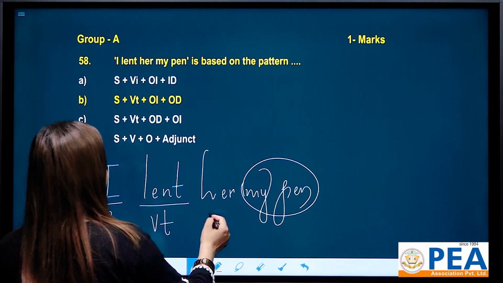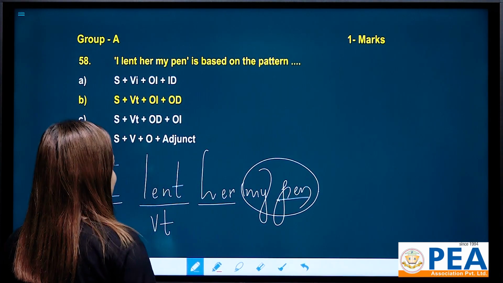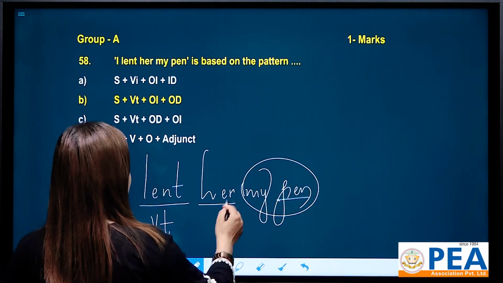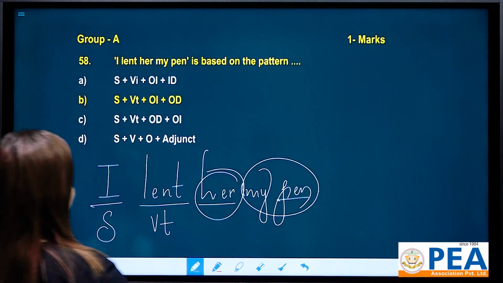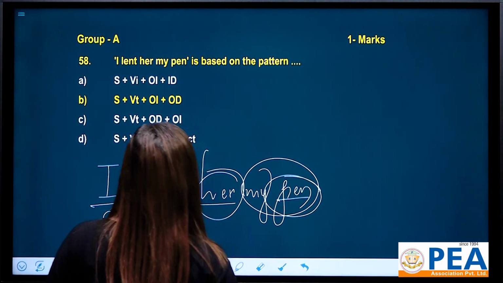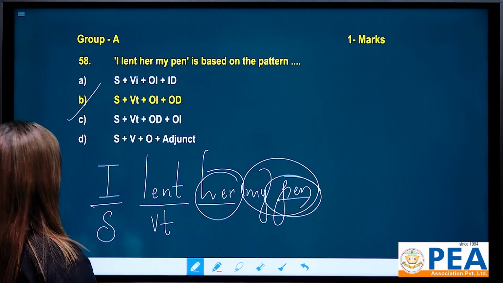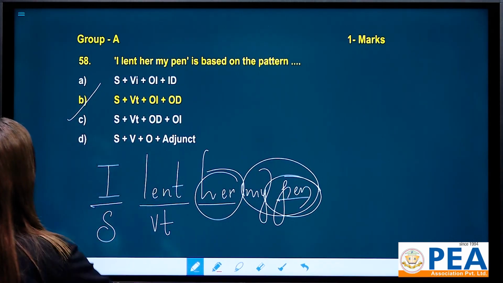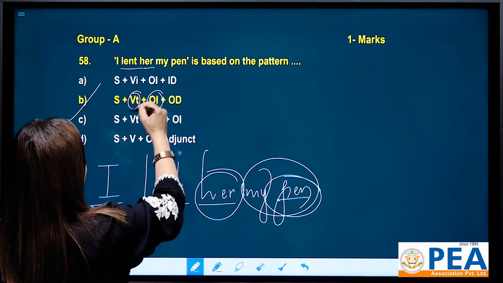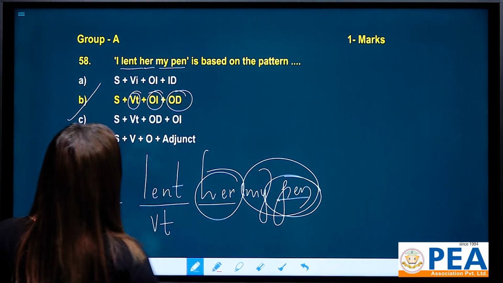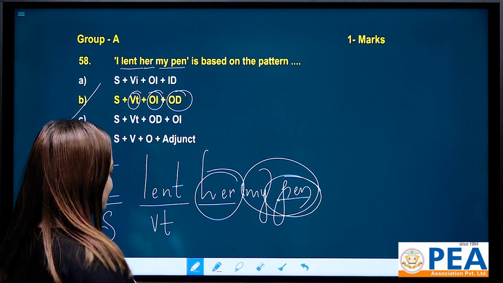And her is your first object, and my pen is your second object, right? The first is her, the indirect object, and the second one is the direct object. That's why option B is correct. Once again, I stands for subject, lent stands for transitive verb, her stands for indirect object, and my pen stands for direct object. That's why option B is correct.